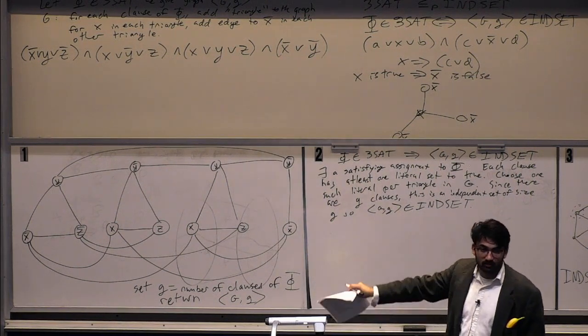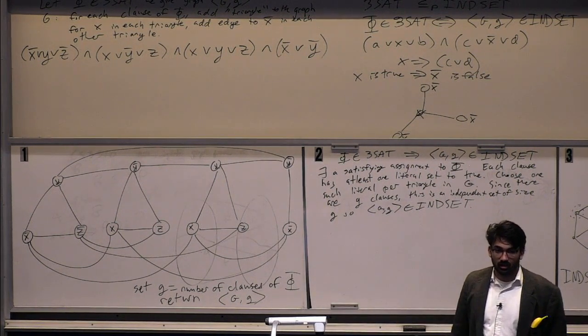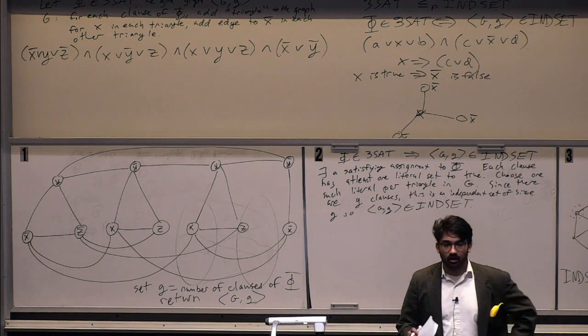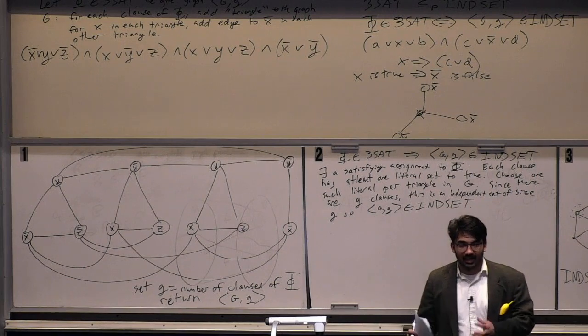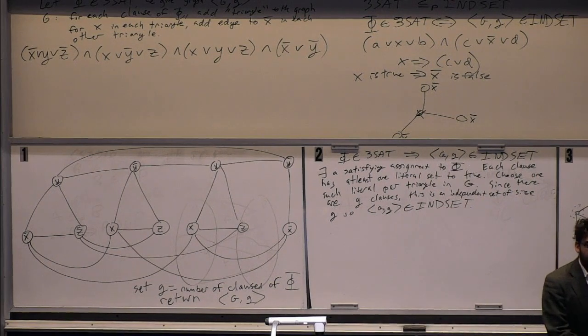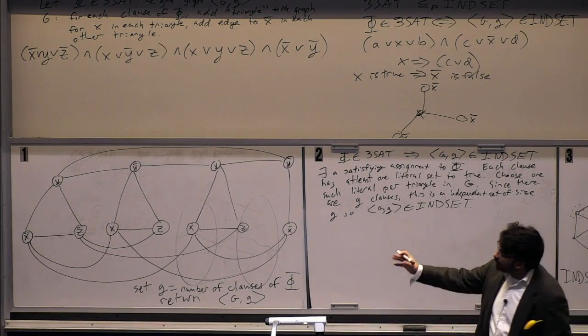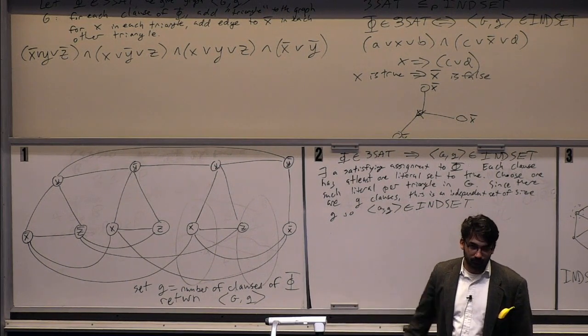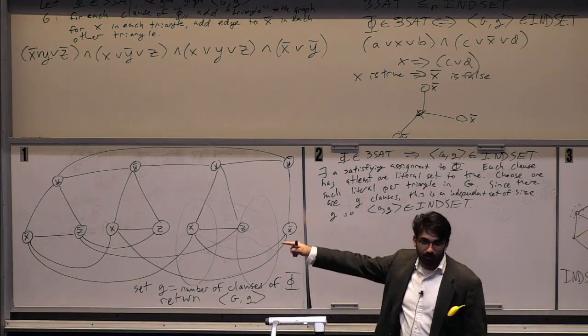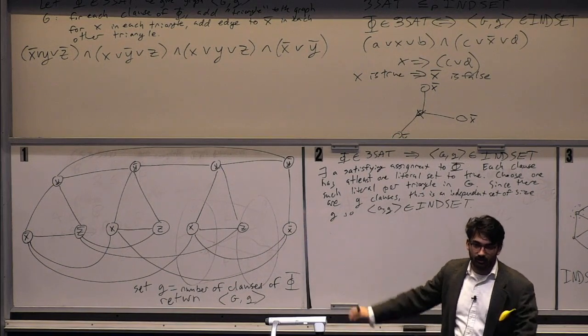This is G, yeah. That's all of G. No, we construct G. So you're given the formula, and then we output G. The reduction takes as input a formula and outputs a graph and a number, little g. So given the formula, we write down the graph. So this graph is written down by us, taking input from the formula. It's the reduction. Notice, though, that you can only choose one per triangle. Any independent set of this graph allows you to only choose one per triangle.